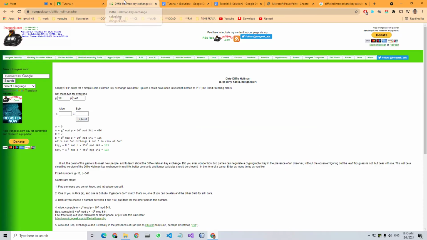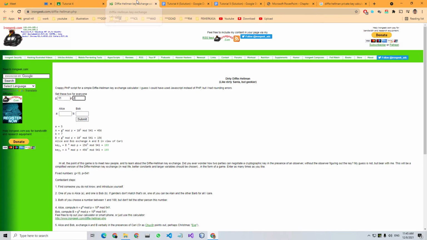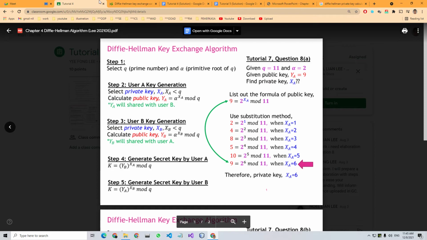This one? This one, right? You look at the marks allocation. Because I'm showing the working, I worry they will give marks to the working. This part.